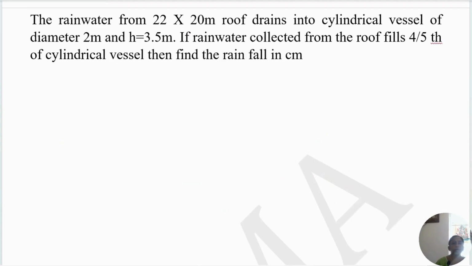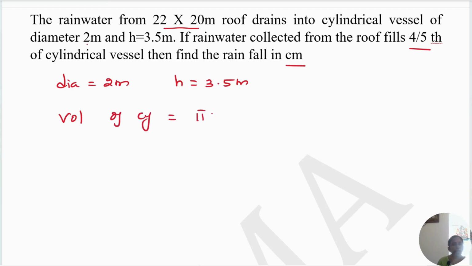Read this problem. The rainwater from a 22 by 20 meter roof drains into a cylindrical vessel of diameter 2 meter and height 3.5 meter. If the rainwater collected from the roof is 4/5 of the cylindrical vessel, then find the rainfall in centimeter. So the data is given in meter. So this is a cylinder. So volume of cylinder is equal to pi r square h, and diameter is given. So radius is 1 meter now. So here the rainwater collected is 4/5 of the cylindrical vessel.